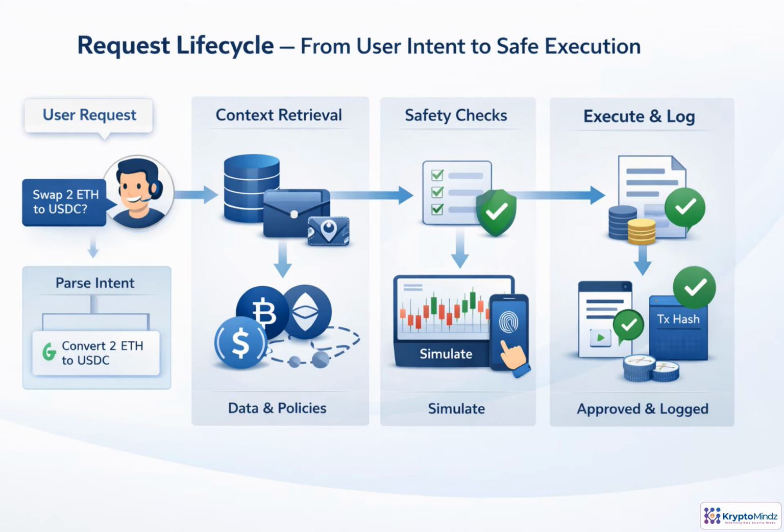Safe agents treat every on-chain request as a controlled workflow, not a direct command. The system first translates the user's language into a structured intent. Then it gathers context, such as wallet state, market data, chain conditions, and policy rules. Before anything is signed, the plan is checked against limits, allow lists, and simulations. If the risk is acceptable, the user approves execution. Finally, the system records the transaction hash and outcome for auditability.